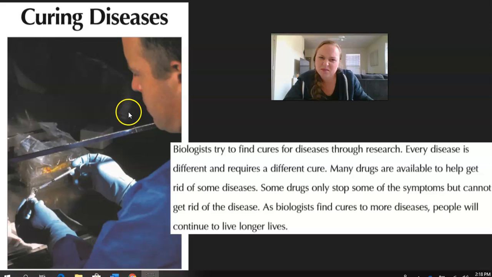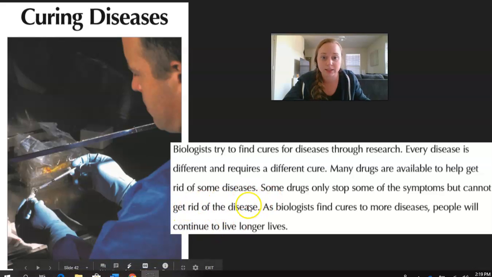Okay, let's talk about something a little happier though. Curing diseases. Biologists try to find cures for diseases through research. Every disease is different and requires a different cure. Many drugs are available to help get rid of some diseases. Some drugs only stop the symptoms but cannot get rid of the diseases.